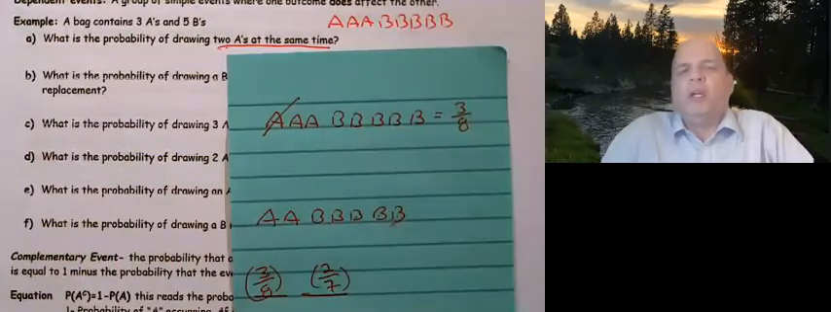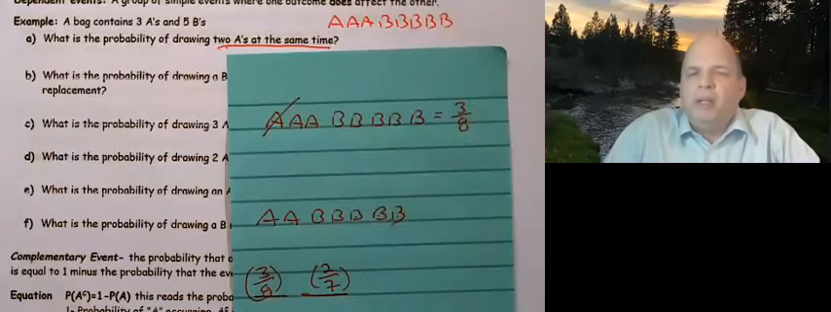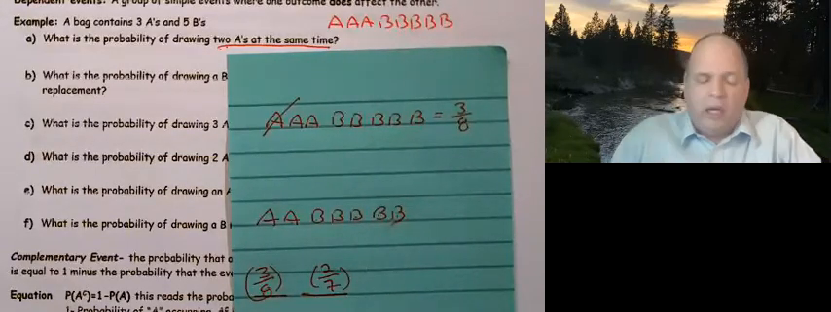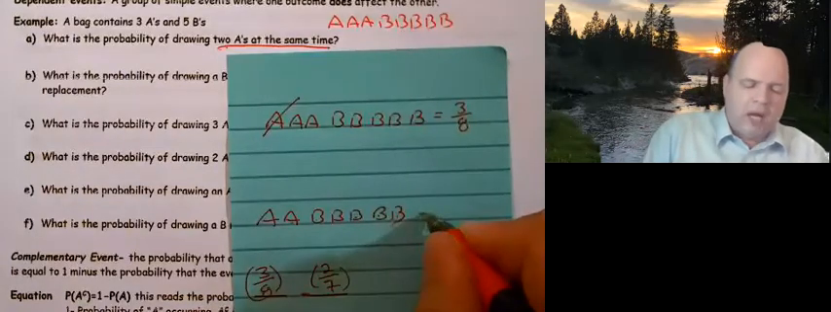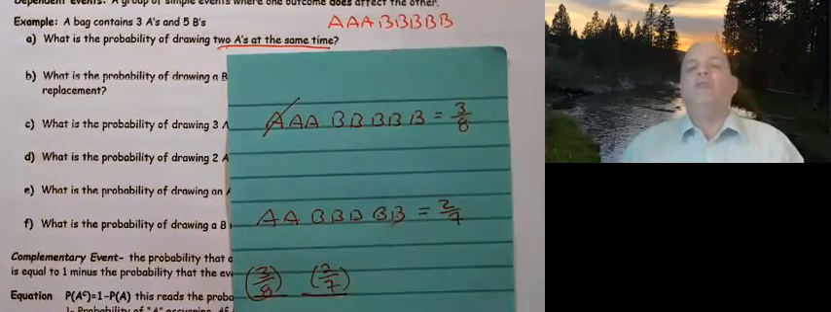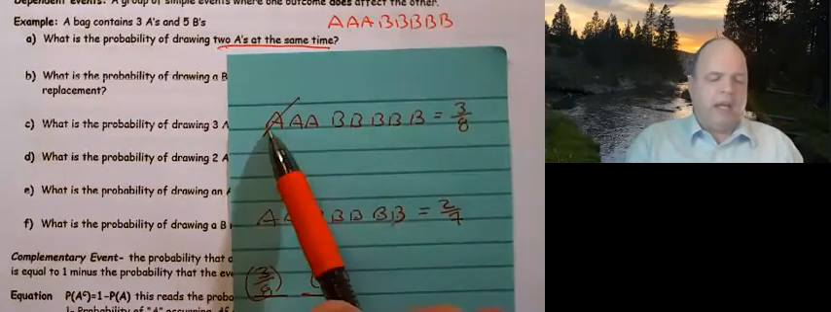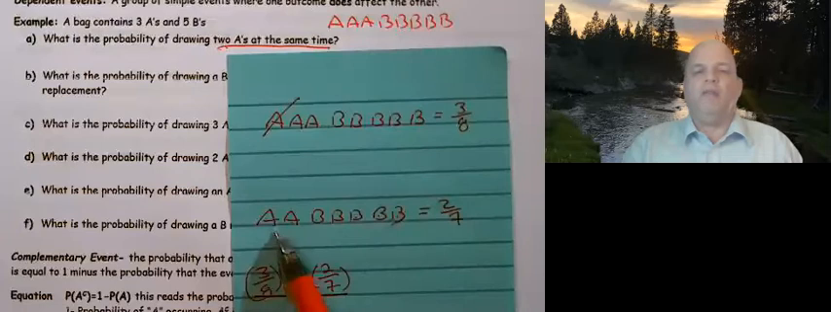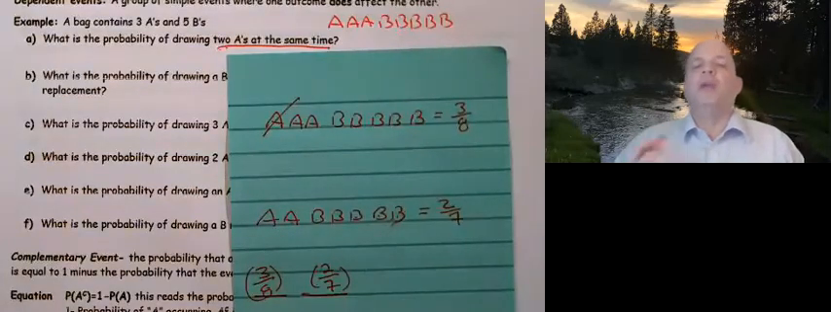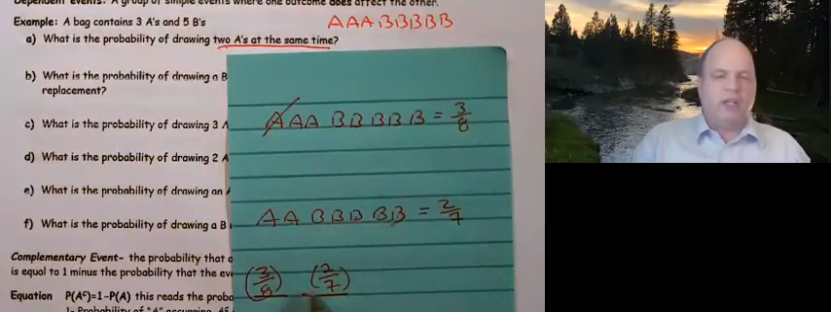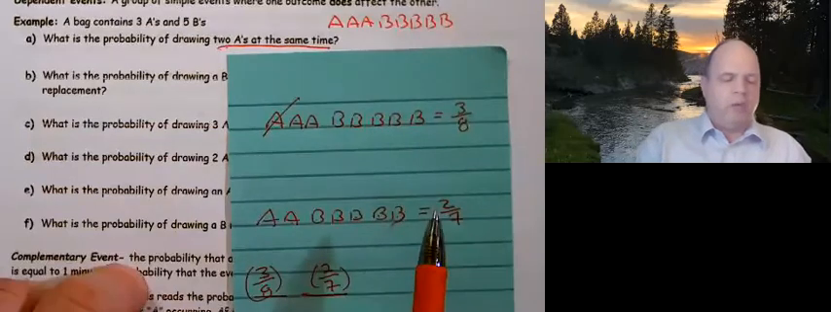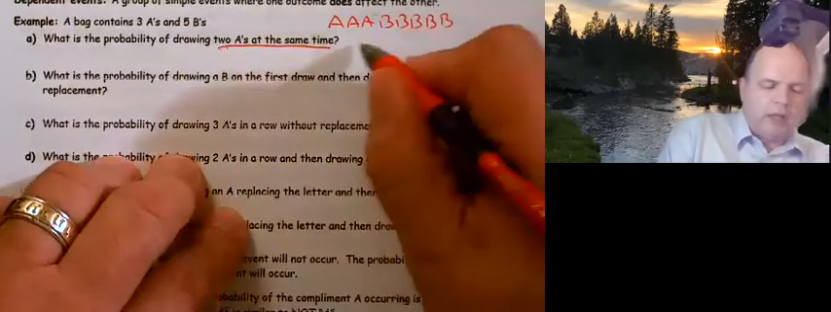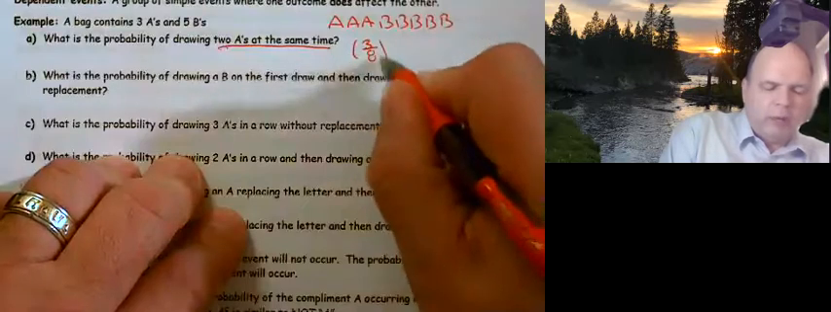You're like, but Mr. Spencer, we can only multiply them if they're independent. And that's correct. You are right. You can only multiply things if they're independent. But a situation like this is essentially like having 2 separate bags. It's like having a bag that had 3 A's and 5 B's and having another bag that has 2 A's and 5 B's. So when you draw them, it's basically drawing from one bag and from the other bag, which is independent. So in this case, 3/8 times 2/7 is our answer, and we would be done. All right, so I'm just going to write that down over here. 3/8 times 2/7.